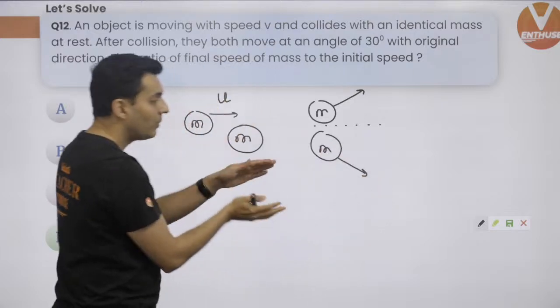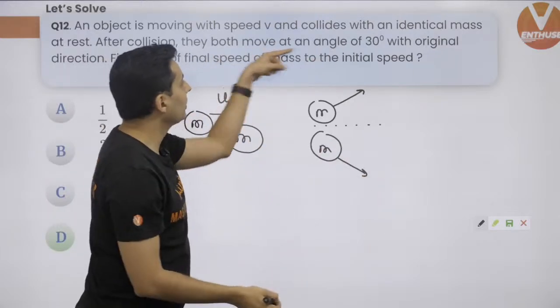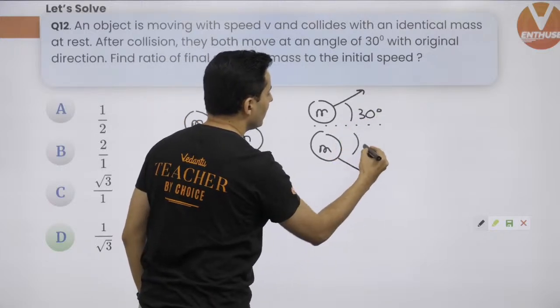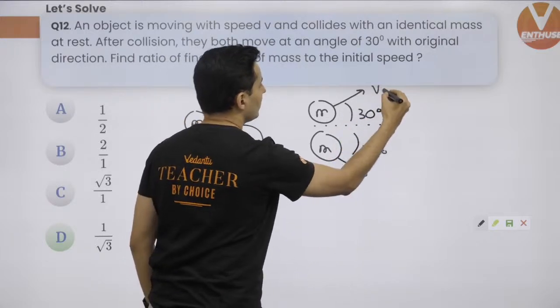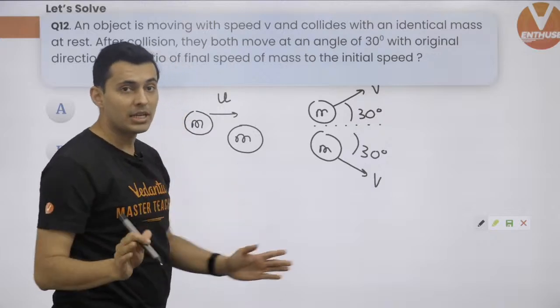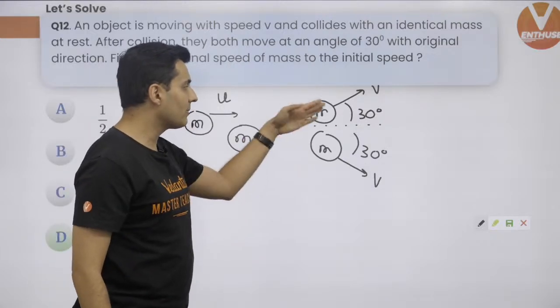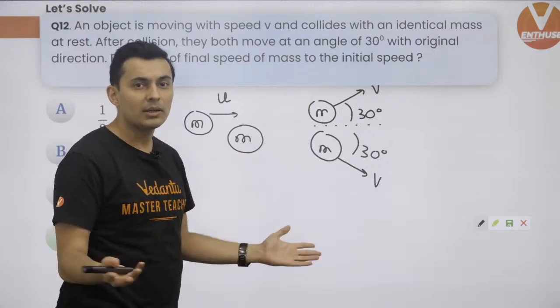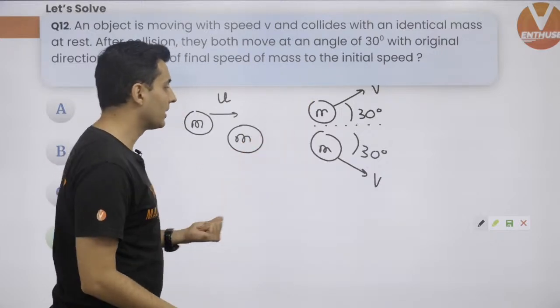But because of symmetry, since both the angles are the same and the masses are the same, it's clearly mentioned that this is 30 and this is also 30 degrees. So this speed and this speed must be equal because the masses are the same and the angles are the same. So by symmetry, remember the property of symmetry which I have usually been talking about. So this works over here.